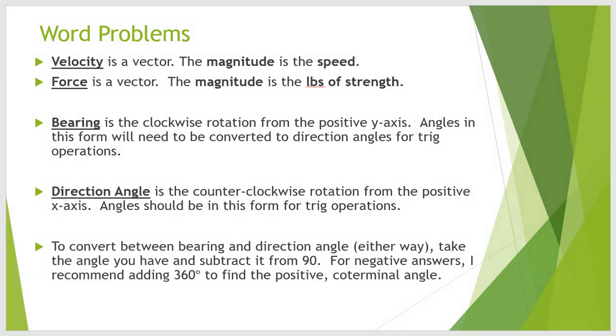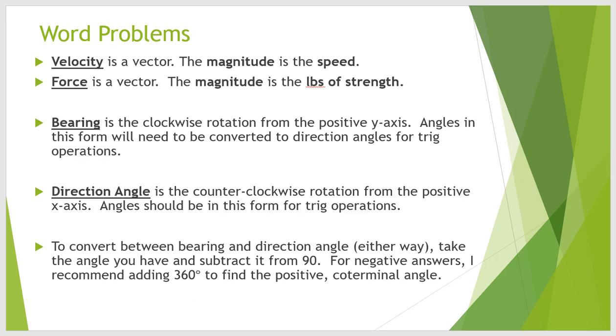If you are given the bearing and you need to convert it to the direction angle for computations, then you can do it graphically and then just try to figure out what the angle would be by thinking about what is on the other side of the diagonal line. But there's also an easy algebraic approach to this. You can just take the angle you have and subtract it from 90. So for example, if you're given a bearing of 30, then 90 minus 30 is 60. So that would be the angle in direction angle notation.